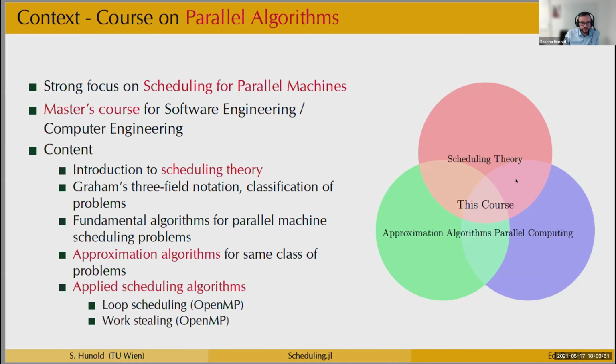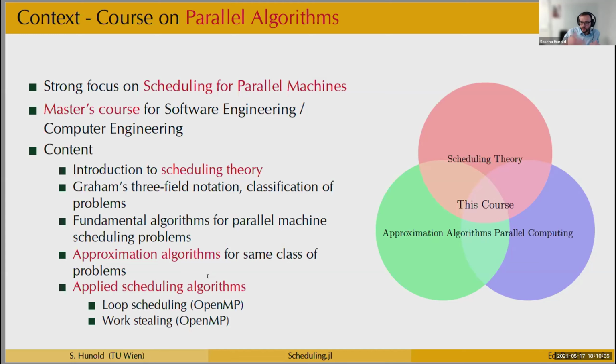Here is a Venn diagram of how I think this course should be classified. We are in the intersection between scheduling theory, approximation algorithms, and parallel computing. So in the end, it's a parallel computing class. We introduce basic scheduling theory and Graham's three-field notation. What is the fundamental classification here? What are the basic concepts and scheduling problems that we are tackling in this domain? Then we come to approximation algorithms for the same class of problems, scheduling problems for parallel machines.